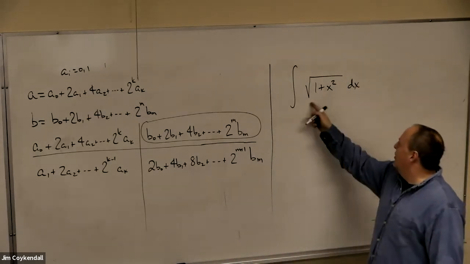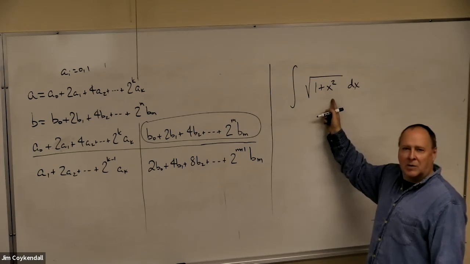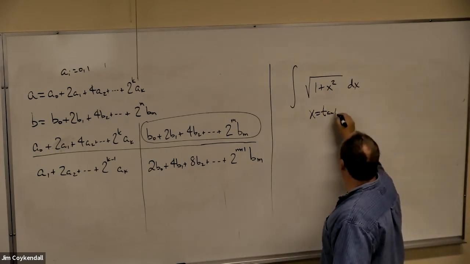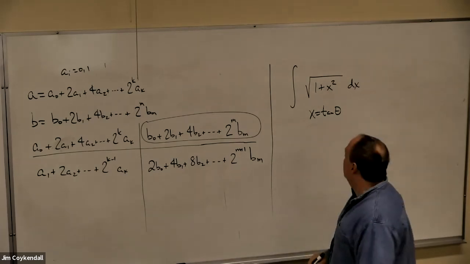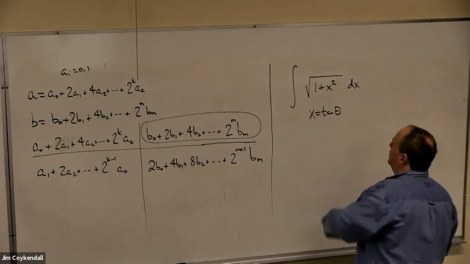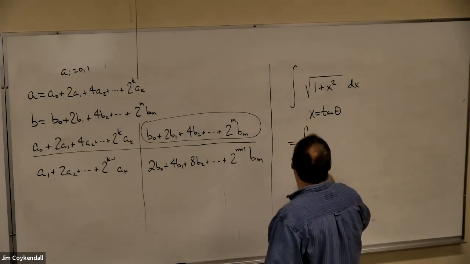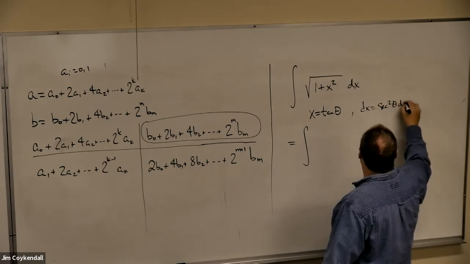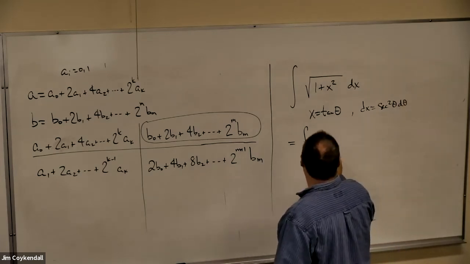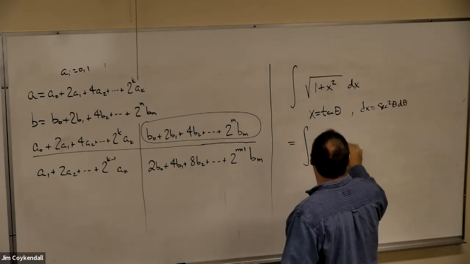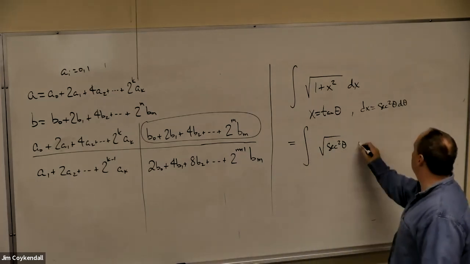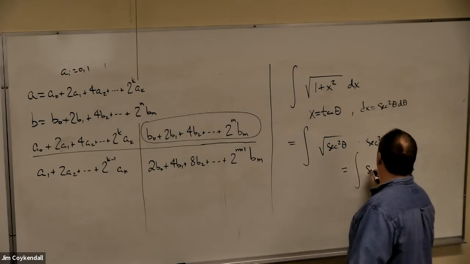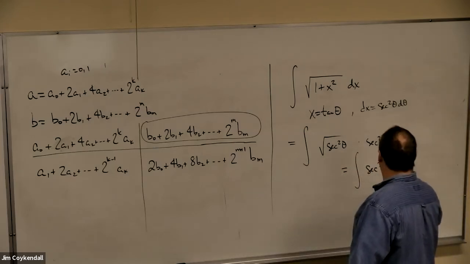So this is an integral where it's not really clear what the antiderivative is until you do the substitution x equals tangent theta. And of course, dx is secant squared of theta d theta. And this turns this into the square root of secant squared of theta, because tangent squared plus 1 is secant squared, times secant squared of theta d theta. And so this is secant cubed theta d theta.